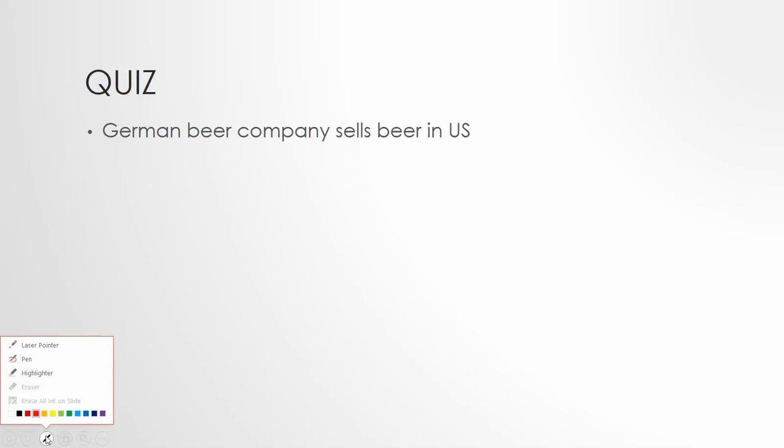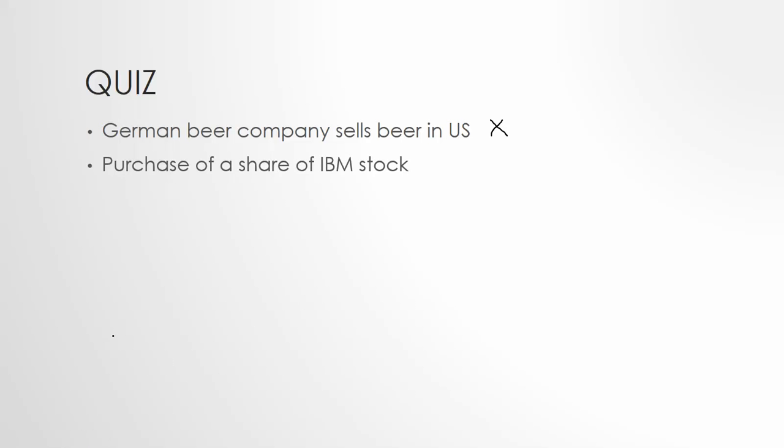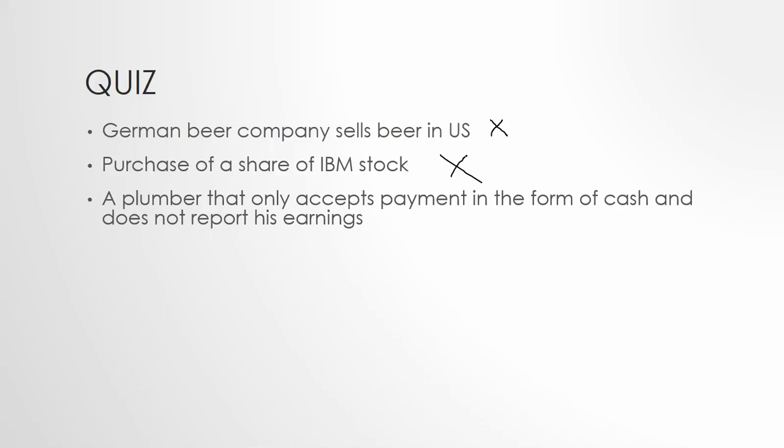So now I'm going to do a little quiz with you, and if you need more time you can pause the video, but I'm going to go right through this. So, first, a German beer company that sells beer to the US, is that included in GDP? No, because that German beer company produced those goods, not the United States, so those are imports, not included in our GDP. The purchase of a share of IBM stock, so that's a purely financial transaction. It is not included in GDP. A plumber that only accepts payment in the form of cash and does not report his earnings. The government has no way of tracking that income, not included in GDP. That's a black market transaction.